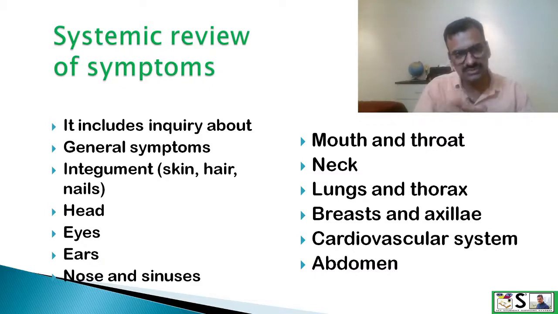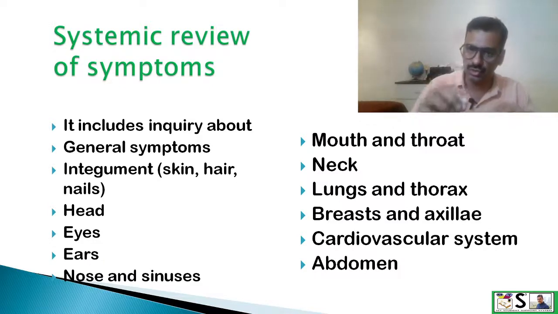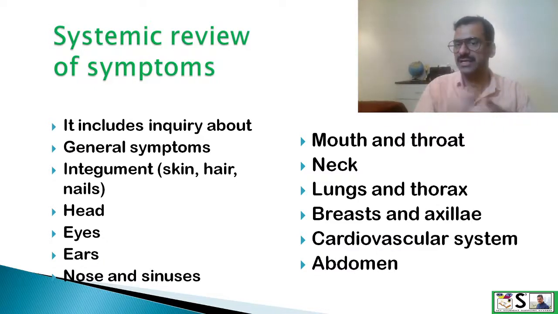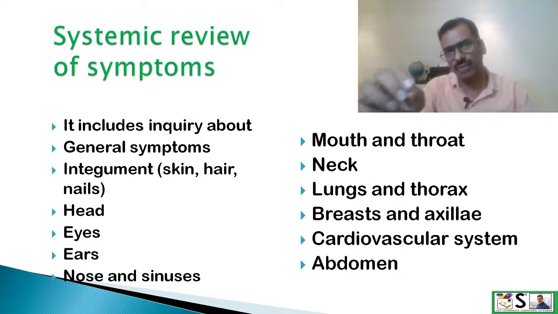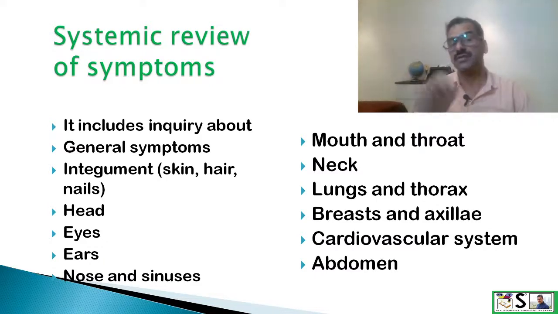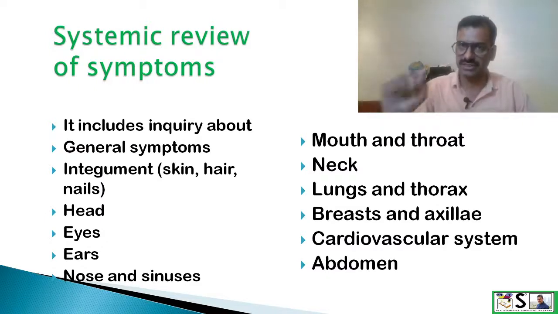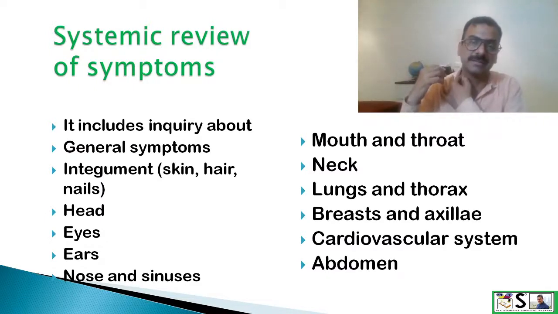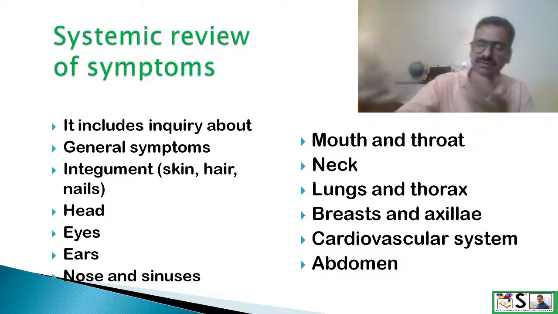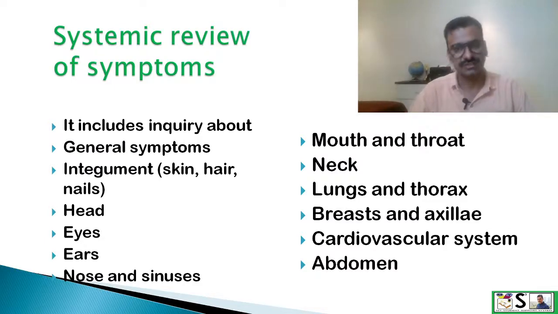Problem with the eyes, ears, nose and sinus, mouth and throat, neck, lungs and thorax, breast and axilla, cardiovascular system, abdomen. So in this way, point to point we ask the question, and if the client has a problem in a particular point, then he will speak, yes, I am also having the problem in my neck. When we ask, then he will tell, otherwise he may forget.